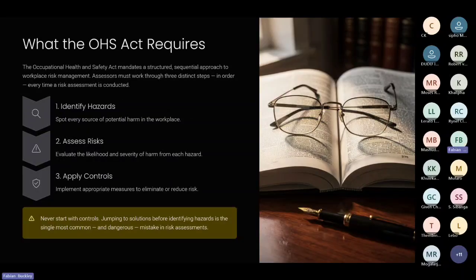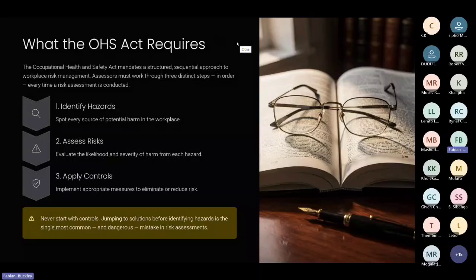So what the OSH Act requires. The Occupational Health and Safety Act mandates a structured sequential approach to workplace risk management. Assessors must work through these distinct steps in order every time a risk assessment is conducted.